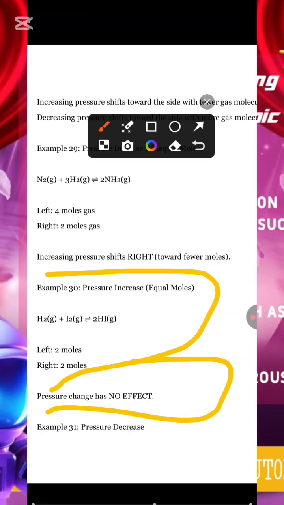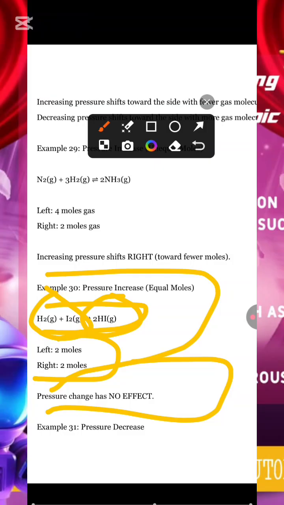You can see that in example 30, there is 1 mole of hydrogen and 1 mole of iodine combining to form 2 moles of hydrogen iodide. So on the left side you have 2 moles in total, 1 for hydrogen, 1 for iodine, and on the right you have 2 moles of hydrogen iodide. So both sides have equal moles.